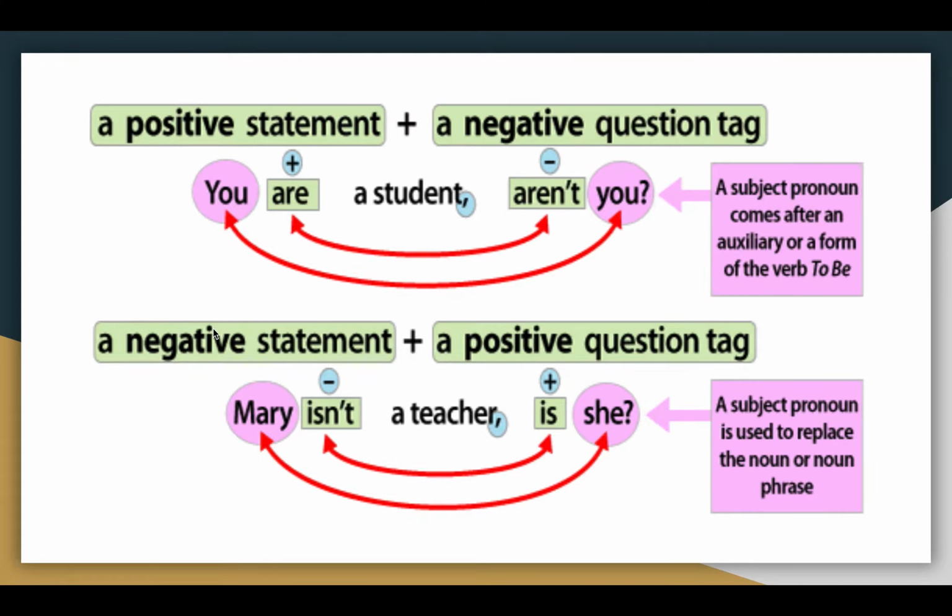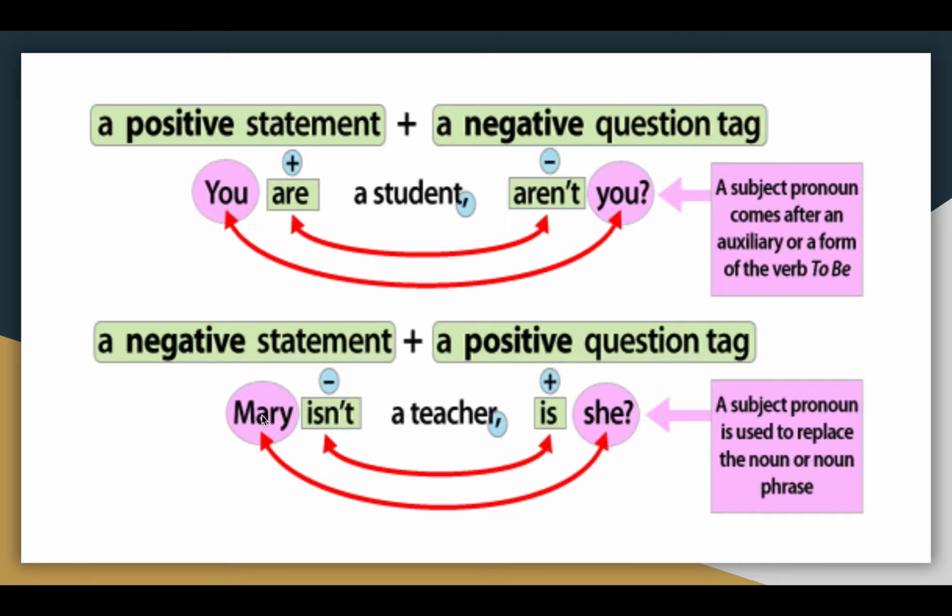Now, if the statement is negative, your question tag is positive. Mary isn't a teacher, is she? "Is" comes from "is not," and then "she" is your subject because Mary is a female, I suppose. So you don't say "is Mary not," but you use the pronoun. A subject pronoun is used to replace the noun or noun phrase. Mary isn't a teacher, is she?